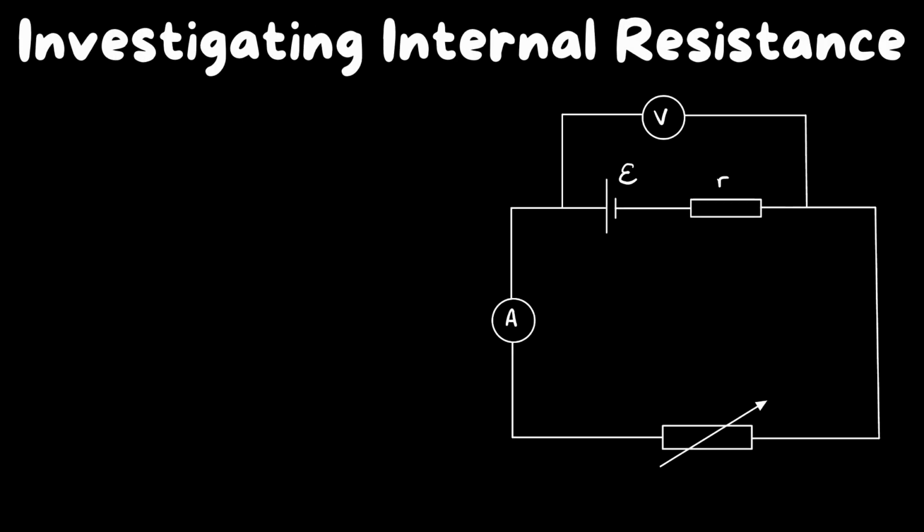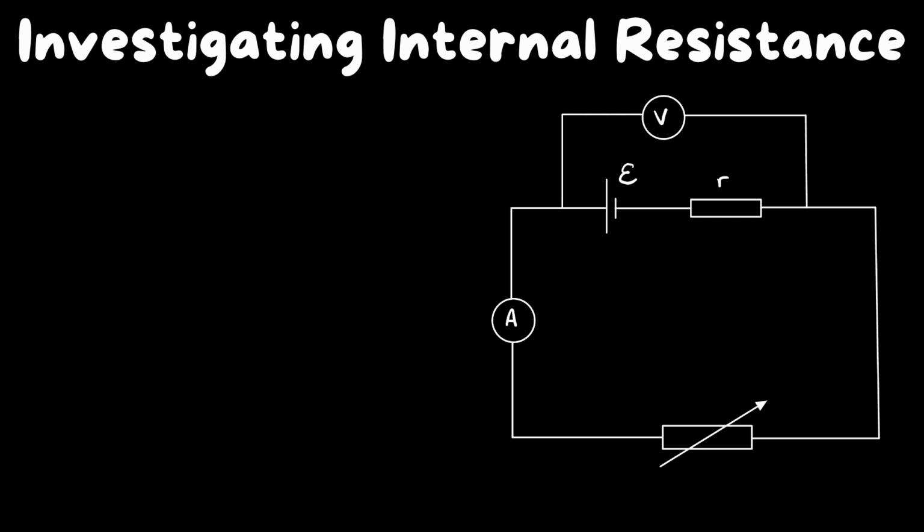Next up is investigating internal resistance. This is one of the PAGs, and here is a circuit setup with a variable resistor, ammeter, and a voltmeter across the source, which has a certain internal resistance. So the method is quite simple.